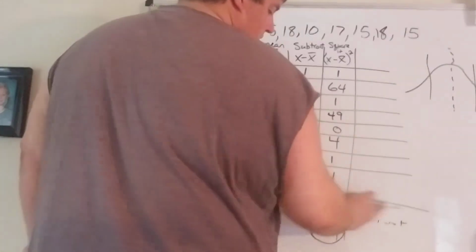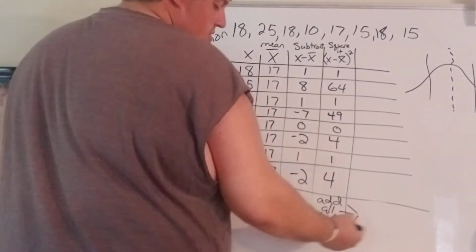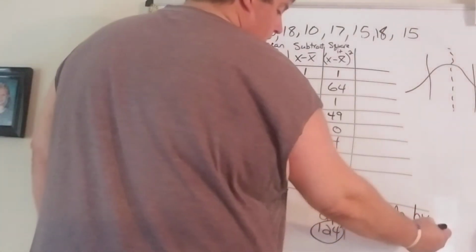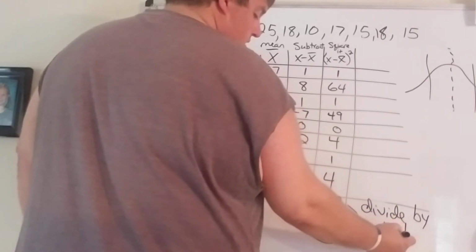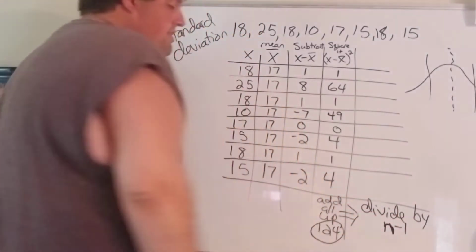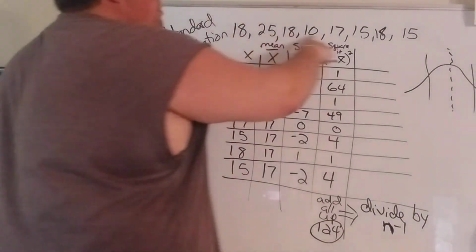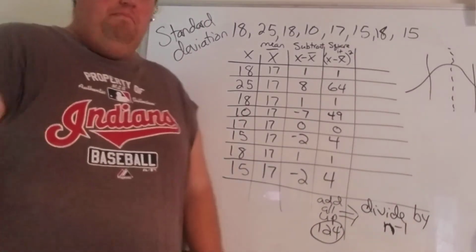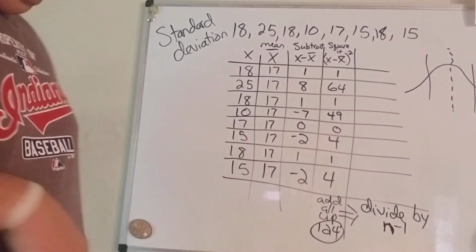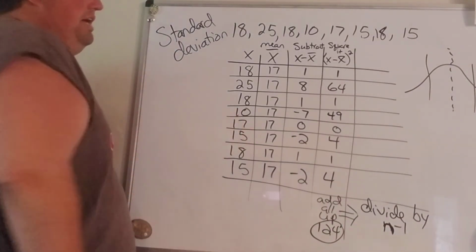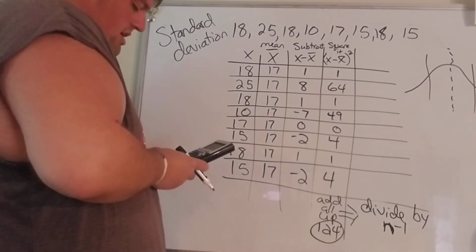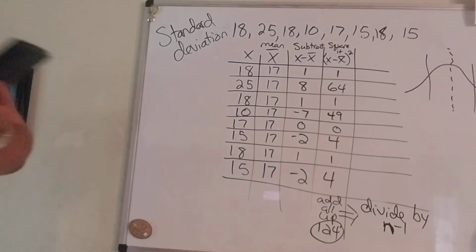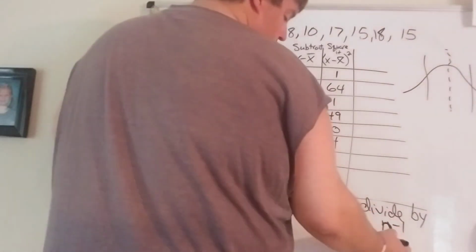Oh, I forgot a step. Now, after you add it all up, you're going to divide by n minus 1. And n is the number of numbers that you have. So for example, here we have 8. So we're going to actually divide this number by 7. It's kind of a weird thing to do, I know that. But that's called the variance. And that's going to give you the variance. So I mean, 124 divided by 7. And I get 17.714.